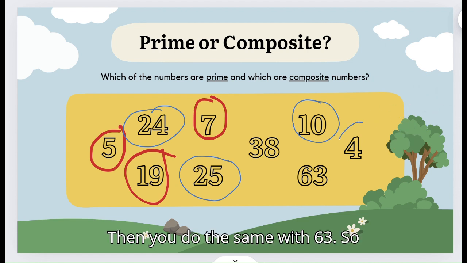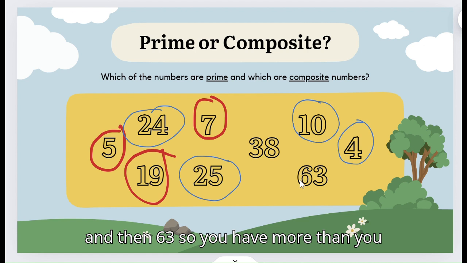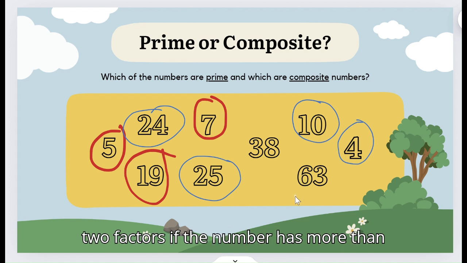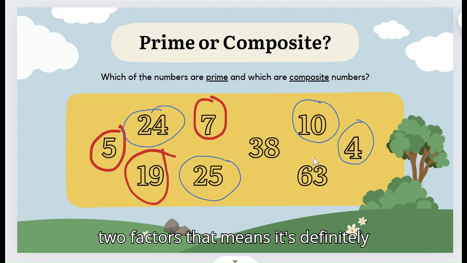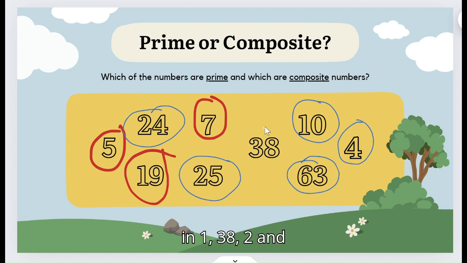Then you do the same with 63. So 63 comes in 1 and also 3 and then 63. You only have to check if you have more than 2 factors. If the number has more than 2 factors, that means it's definitely going to be composite. So I won't look out for any other times tables. 38 also comes in 1, 38, and 2, and so I don't have to check out for any other times tables.